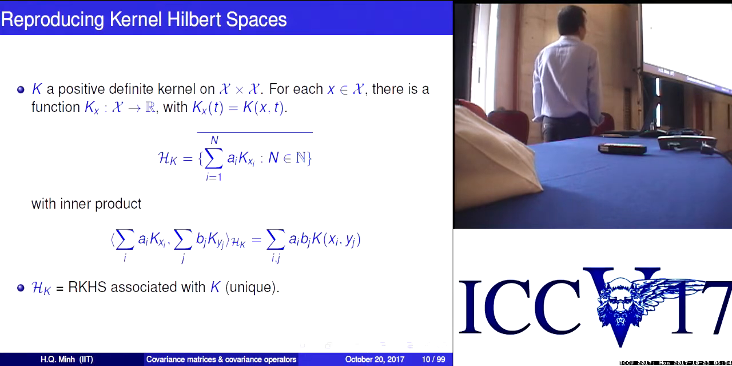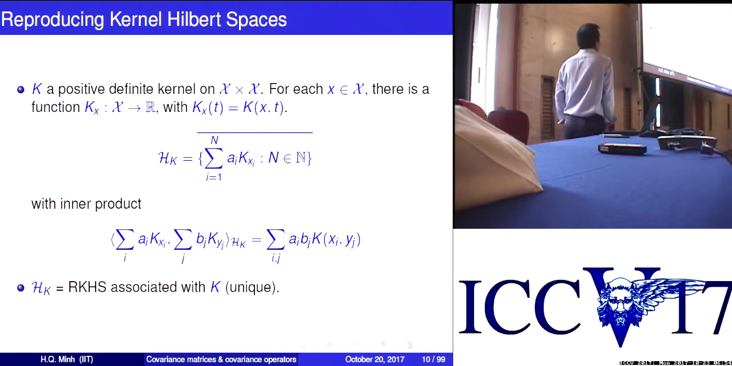It's defined by k_x(t) equal to just k(x,t), and then we can define the set of all linear combinations of these functions, the summation of a_i k_{x_i}, and then we can define an inner product on this set. And then we take basically the closure of these sets. So we obtain something we call the reproducing kernel Hilbert space H_K associated with K. So this is a unique correspondence.